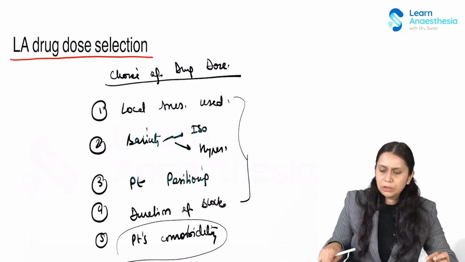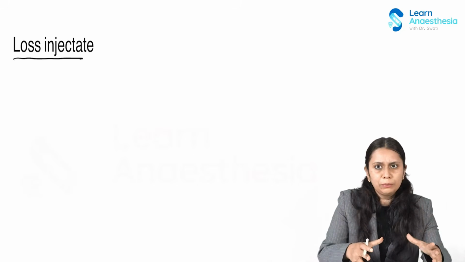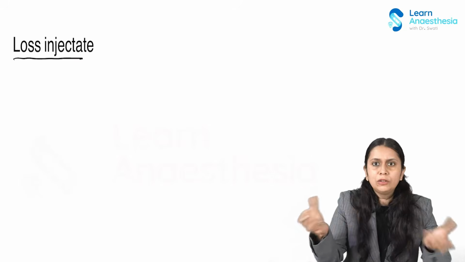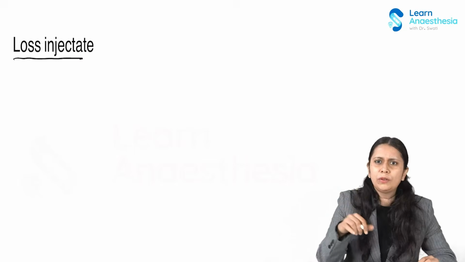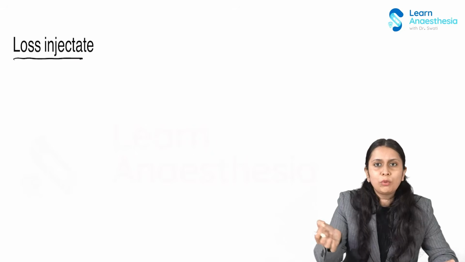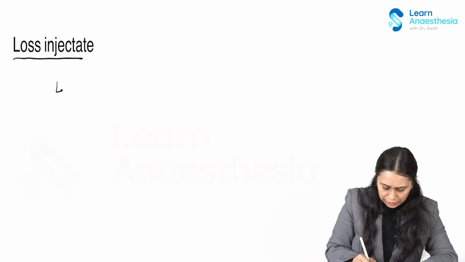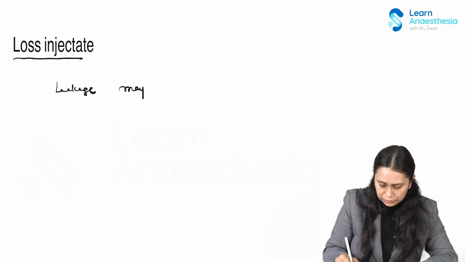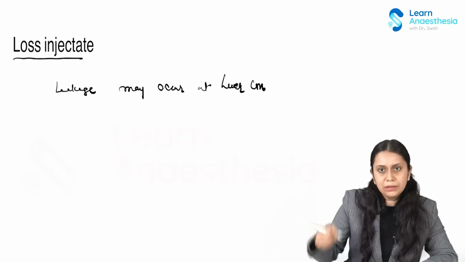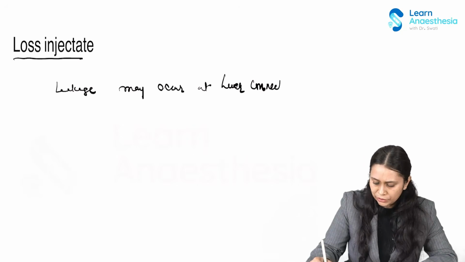Okay. Now the other issue can be the loss of injectate. I chose the correct dose according to the procedure, according to my patient, everything fine, but while injecting, the drug was lost. For subarachnoid block, a very small volume of drug is used, 2 ml, 3 ml. And if you even lose 0.2 or 0.4 or 0.3 ml, that would be a substantial loss. So, loss of injectate. So, leakage may occur at Luer connection, that is connection between the needle hub and your spinal needle. So, at the Luer connection.